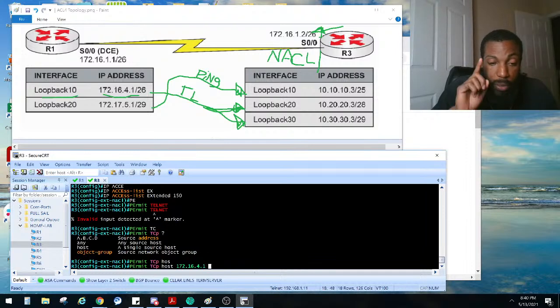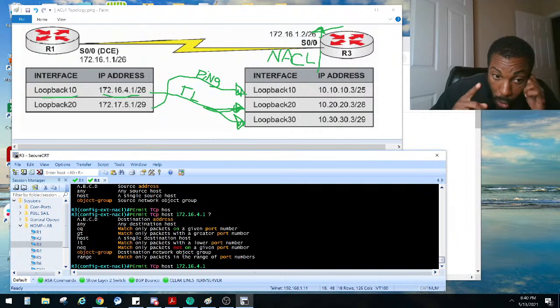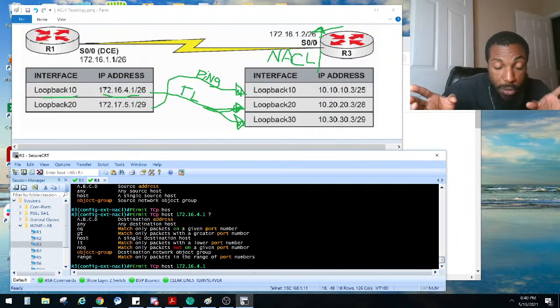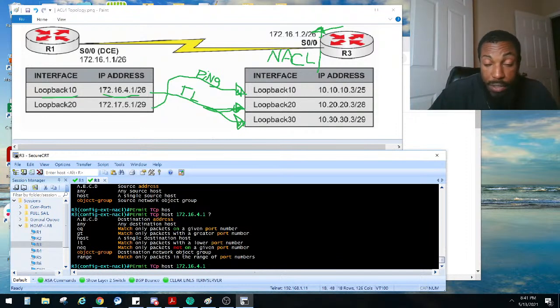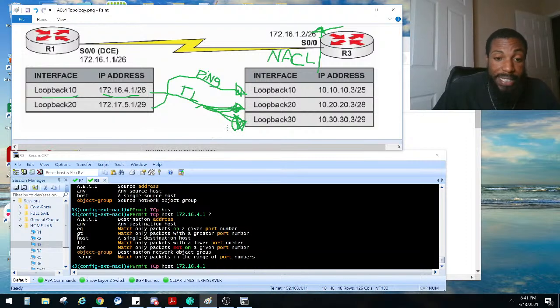And then after that, you got to put in the destination address. Or you can do any to any IP address. But no, they specifically said to allow telnet to loopback 10, 20, and 30. So we got to put some IP addresses there. We got to do 2 lines for this, because of this arrow right here and that arrow right there. So that means we have to do 2 separate lines. You can't put 2 destinations on the same line. That's what I learned about ACLs too.